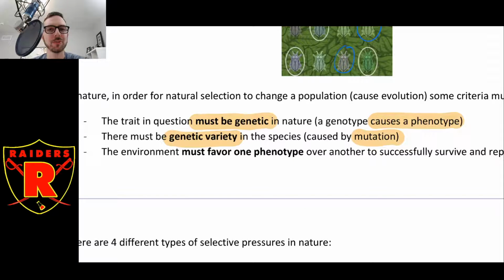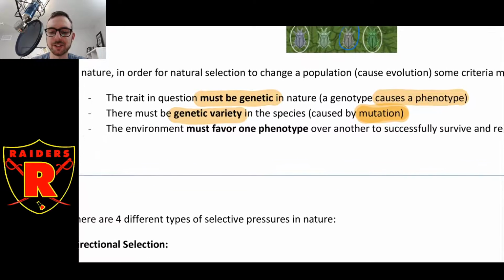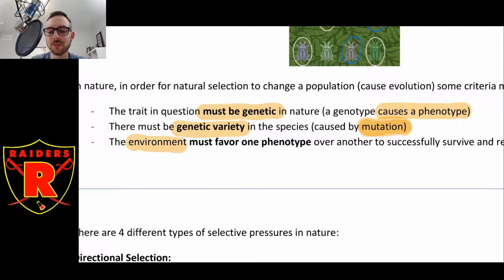So that increases the variability in the population, but you do need to get those alleles from somewhere. They need to be created, and they're created through a process of mutation. So mutation is essential in order for evolution to occur, in order for natural selection to occur.